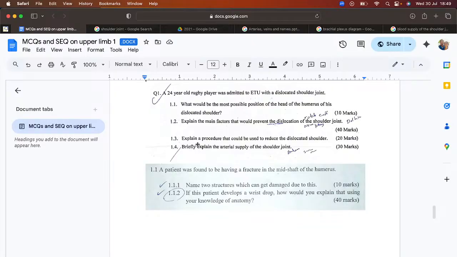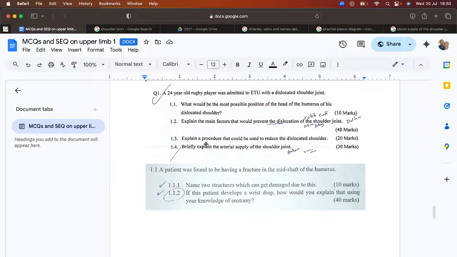Explain a procedure that can be used to reduce the dislocated shoulder. Now, we know that there are 2 procedures that you can use, but since they're saying explain a procedure, you'll have to write only one method. So we know that there is the Koch's method, and the other one is the Hippocratic method. So the one that you're most familiar with, I would say write down.